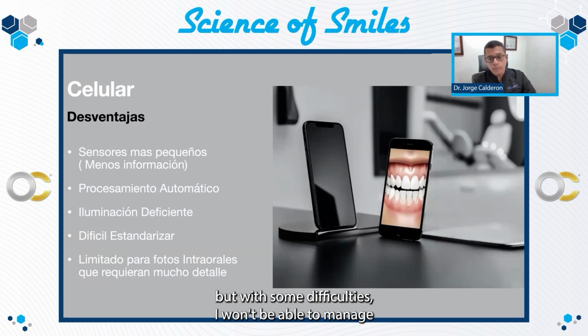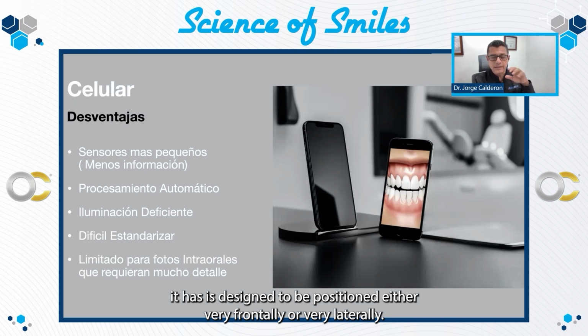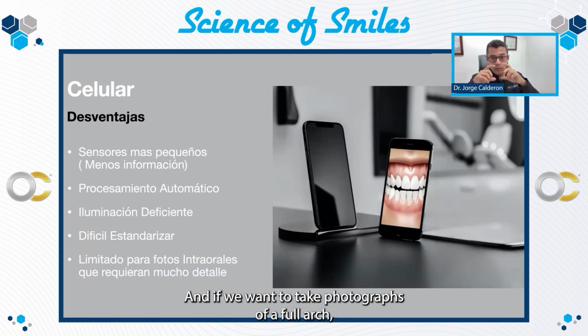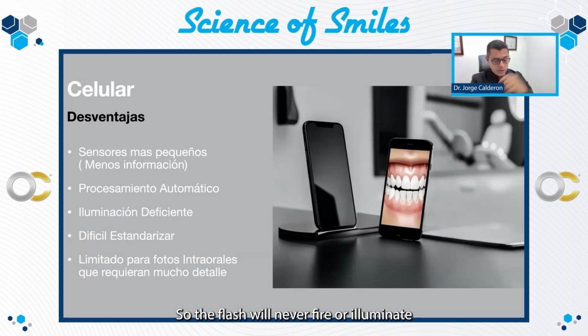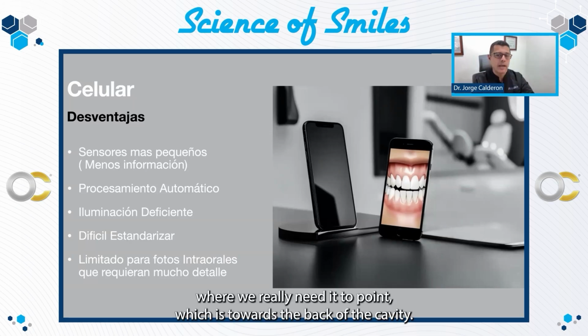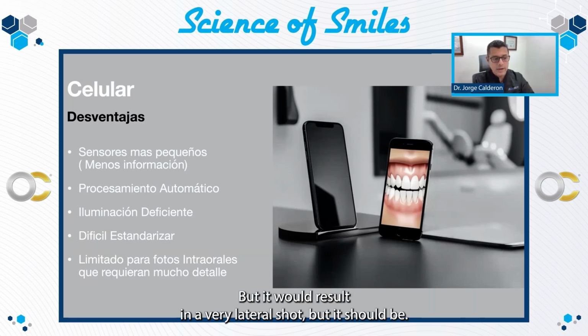I won't be able to manage the lighting in the best way, because it doesn't have it. The flash it has is designed to be positioned either very frontally or very laterally, and if we want to take photographs of a full arch, for example, we would need a horizontal shot, so the flash will never fire or illuminate where we really need it to point, which is towards the back of the cavity, but it would result in a very lateral shot. For this reason, it's difficult to standardize my shots on a cell phone.